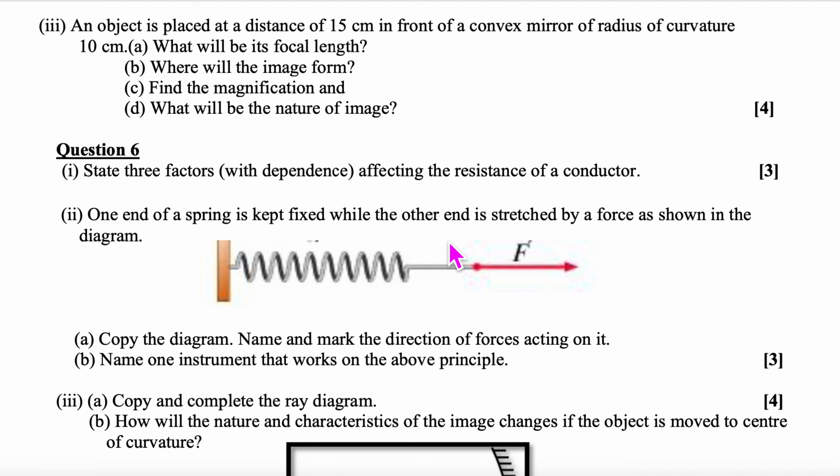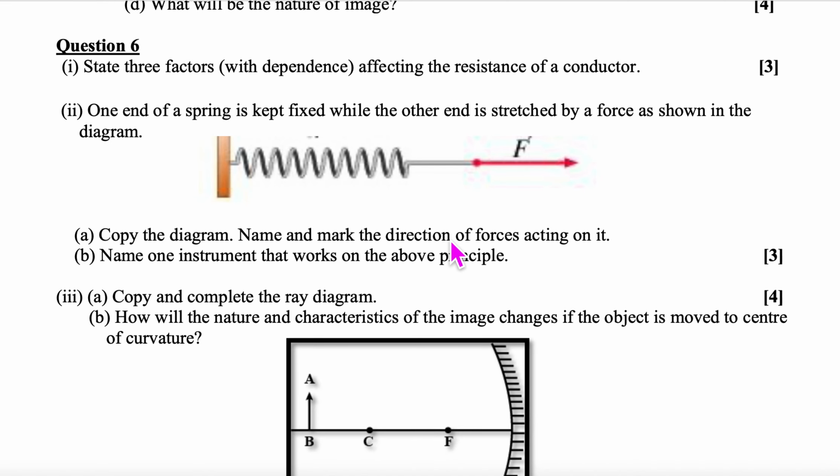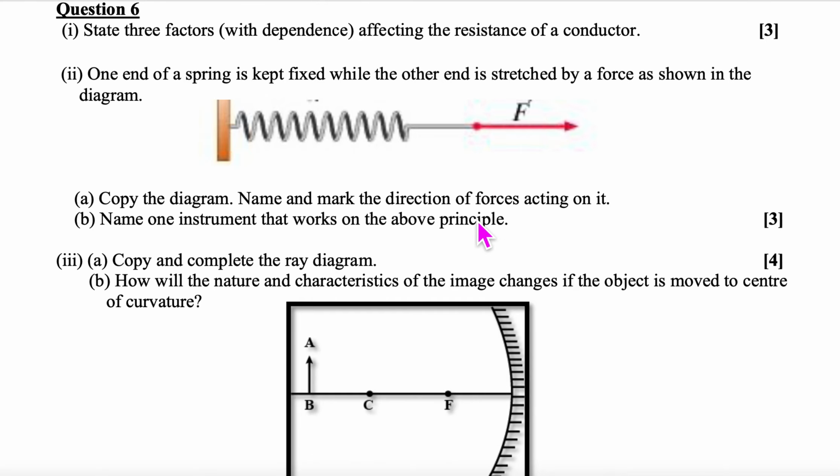3 factors. Ma'am, area of cross section, temperature, and material. Length is the first one. Don't use material as the first point or third point. The resistance is directly proportional to length, inversely proportional to area of cross section, directly proportional to temperature. If you want, you can remember R lat. Then material, because then you'll have to talk about some material has more free electrons, the others do not have, and it becomes a little longer answer.